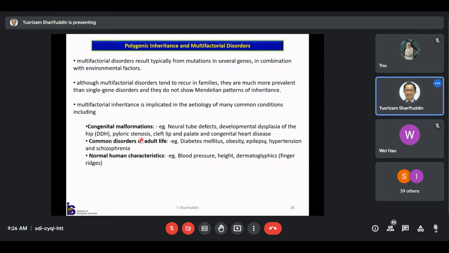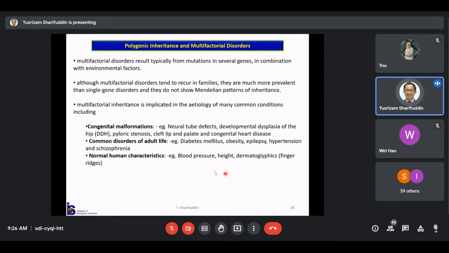Congenital malformations include neural tube defects, developmental dysplasia of the hips, pyloric stenosis, cleft lip and palate, and congenital heart disease. This is for infants. Adult life includes diabetes mellitus, obesity, epilepsy, hypertension, schizophrenia. Normal human characteristics include blood pressure, height, and dermatoglyphics.